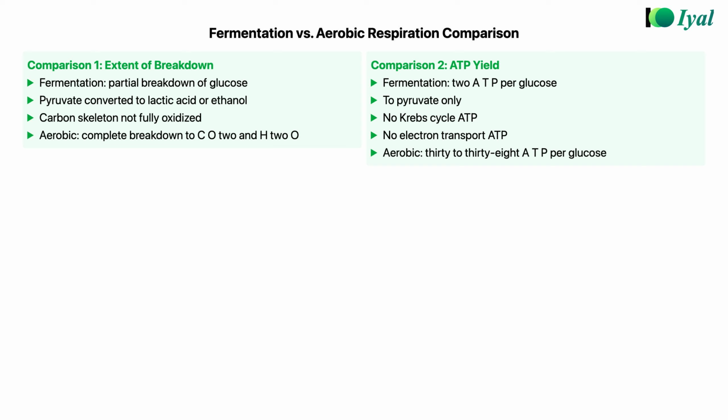Second point, ATP produced. Fermentation, 2 ATP. That is it. One from each glycolysis cycle. Remember, glycolysis made 4 but used 2. Net gain 2. In aerobic respiration, 30 to 38 ATP. Huge difference. 15 times more ATP from aerobic. No wonder aerobic organisms can do so much more, with so much more energy available.